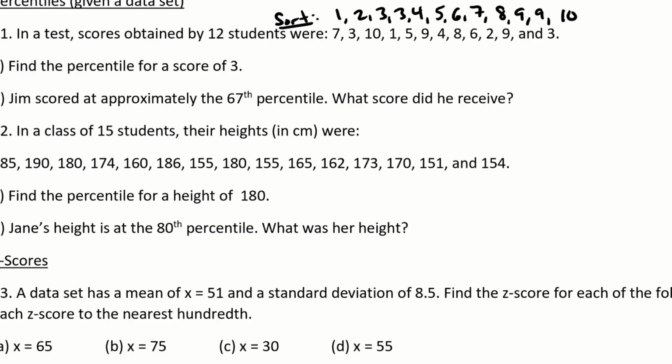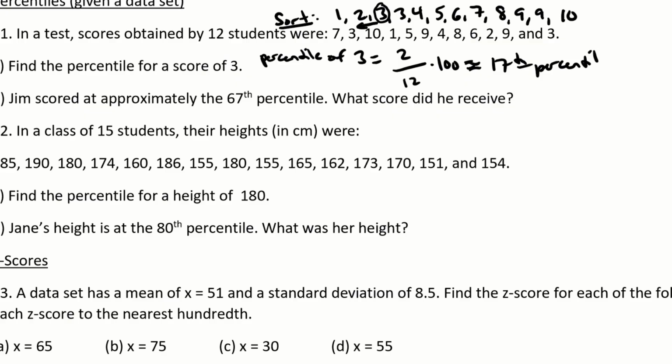Okay, so 12 students. So now we have to find the percentile for a score of 3. So now the score is 3. We're going to take the lower score, or the first 3. We want the percentile to be lower than that, less than. So that means there are 2 people that scored less than this person who had a score of 3. Okay, so the percentile of 3 is equal to 2 numbers less than that over 12 times 100. And so that's going to be about the 17th percentile if you round it to the nearest whole percent.